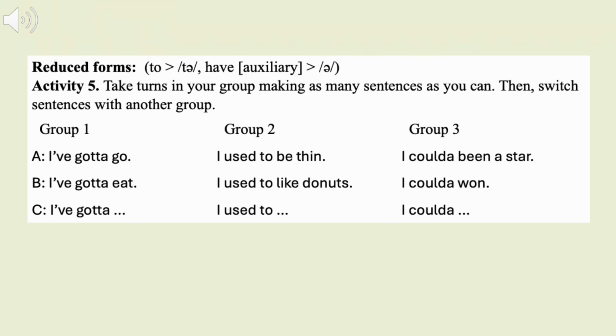Two more very common reductions are to becoming ta, I've got to go, I used to be thin, and have to I could have been a star, I could have won.